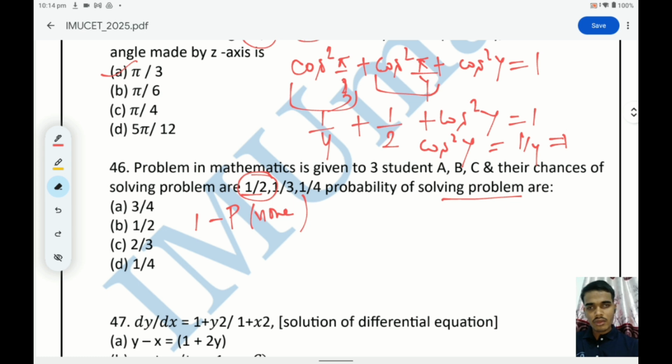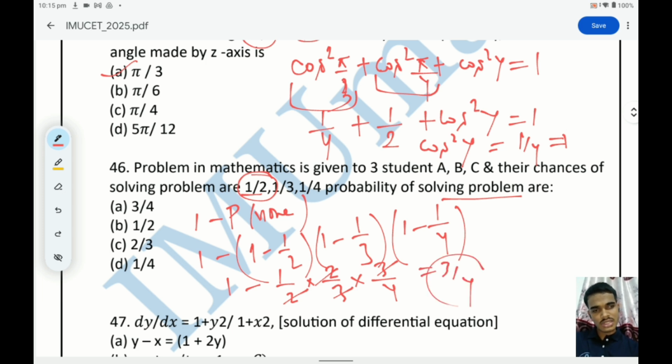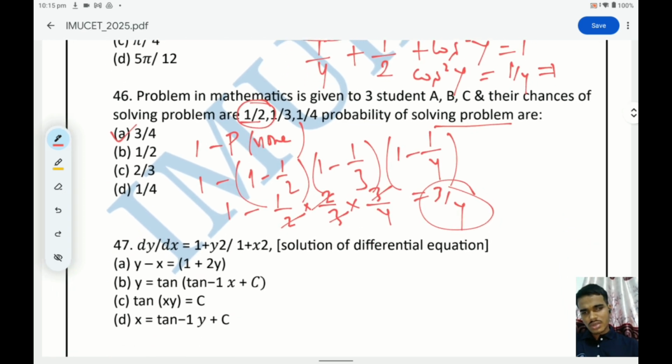So this is for the first one, and for the second one, because all are going together, we will multiply all the values. Its value is 1 upon 2, here 2 upon 3, here 3 upon 4. Now solve it. We will get 1 minus 1 upon 4, that is 3 upon 4. So it will be the correct answer. Simple.